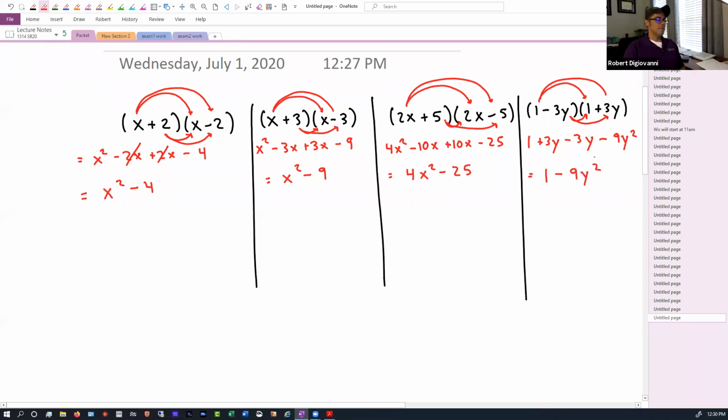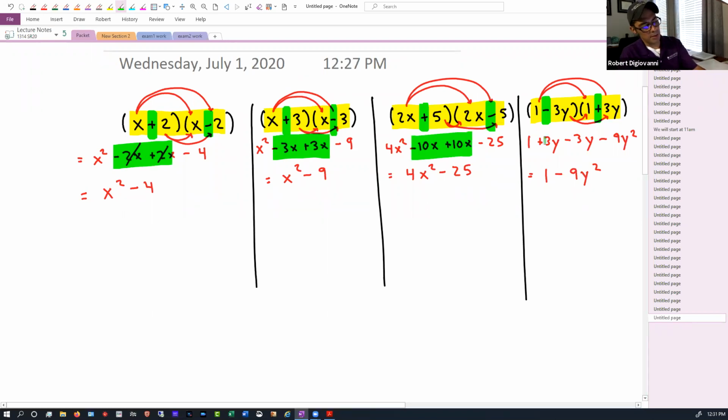All of these have something in common. Do you see that in the very beginning, on all of these problems, they're the exact same expressions. The only difference is that one of them has a plus, the other has a minus. Otherwise, they're exactly the same. It's got an x and a 2, an x and a 2. The second one has an x and a 3, an x and a 3. It's just the sign in between that's changing. And do you also see that in all of these problems, when you FOIL them out, the middle terms cancel every single time? That is not coincidental.